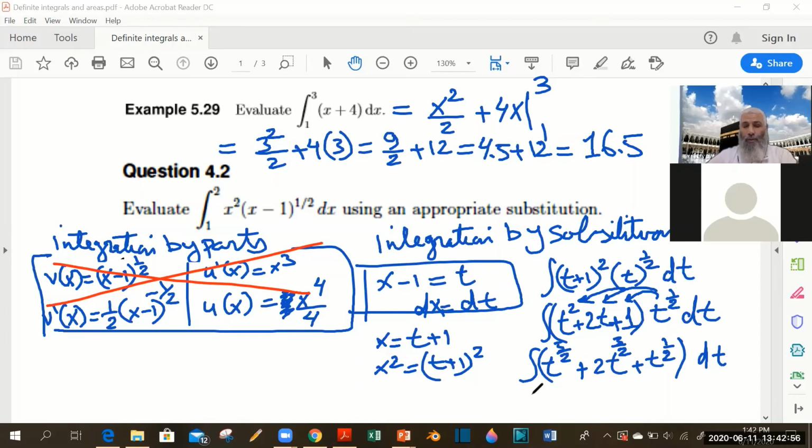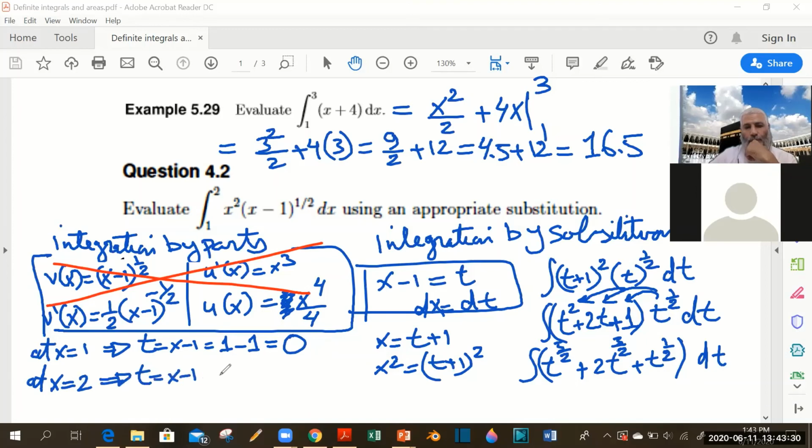And here we need to write our limits, putting 2 or 1 instead of t. When x equals 1, t equals x minus 1, which is 1 minus 1, which is 0, right? At x equals 2, t equals x minus 1, which is 2 minus 1, which is 1. So this integration is from 0 to 1, right?